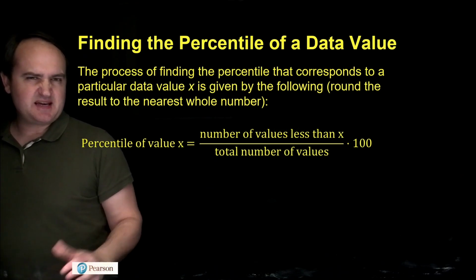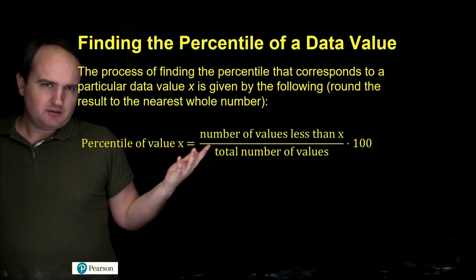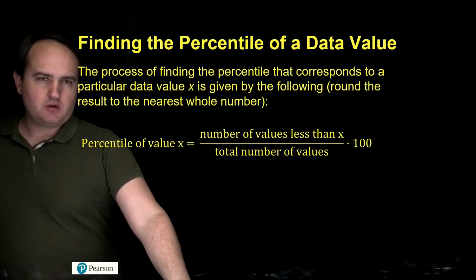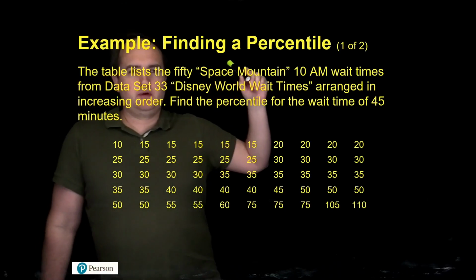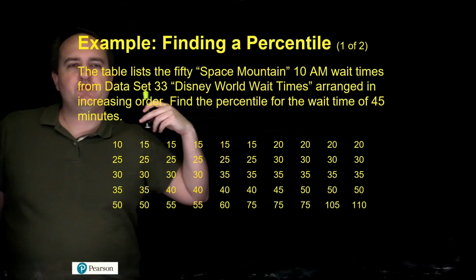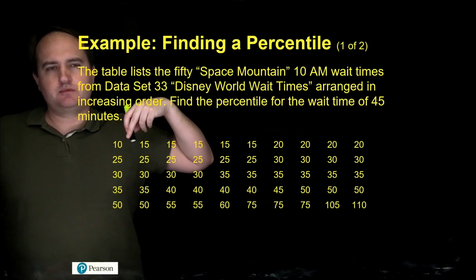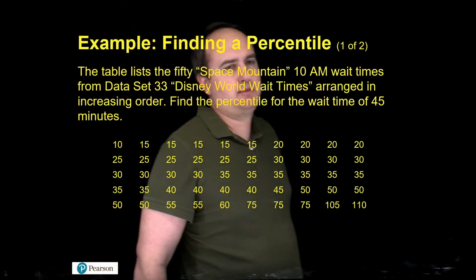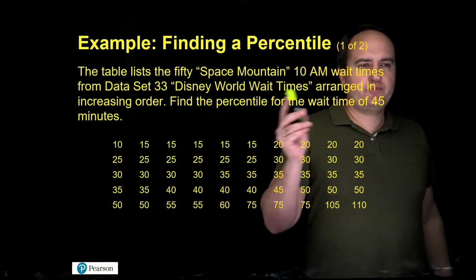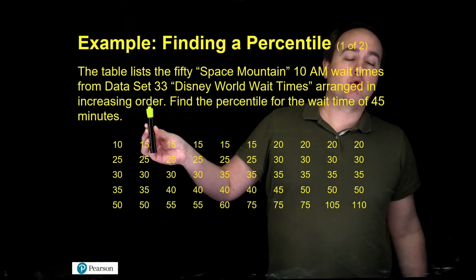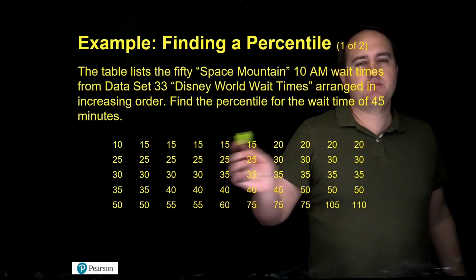So I think an example is probably the most helpful way to understand a percentile. So let's jump into an example. Example, finding a percentile. The table lists the 50 Space Mountain wait times. It's a favorite example in our book. We keep coming back to it. They're arranged in increasing order. Find the percentile for the wait time of 45 minutes.